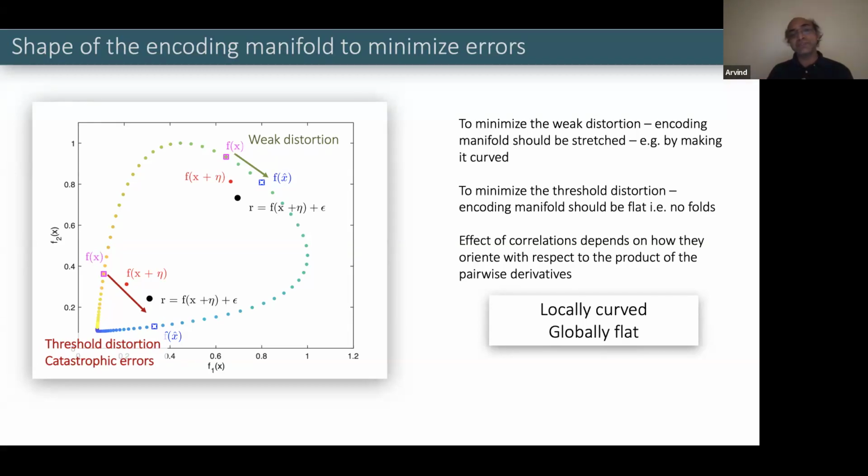So a solution to that would be to fold it, because there's enough space in this 2D. And this, by the way, applies in N dimensions as well. So you can fold it. However, as soon as you start to fold your tuning curve, you run the risk of threshold distortion. So to avoid threshold distortion, if you have folded the tuning curve, you want the folds to be as far apart as possible. But to increase the range of stimulus variable that you can represent and to reduce weak distortion, you want it to be as stretched as possible. So that gives a constraint that tuning curves should be locally curved and globally flat.